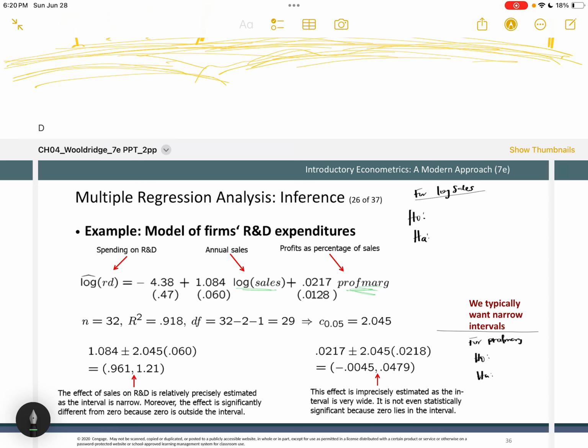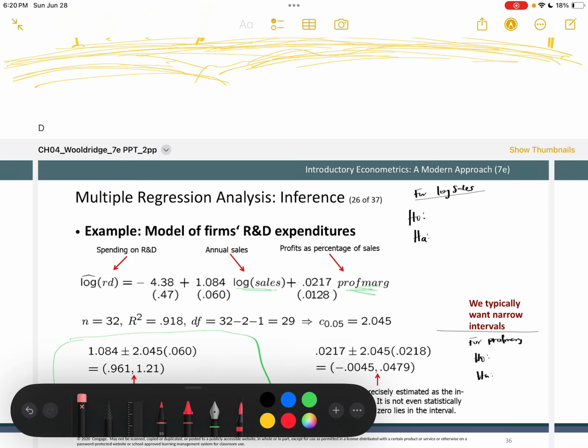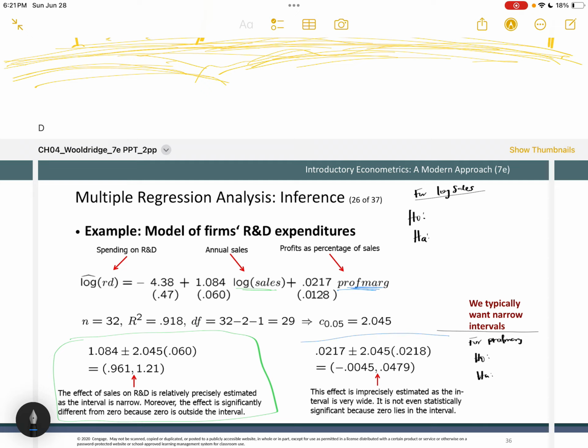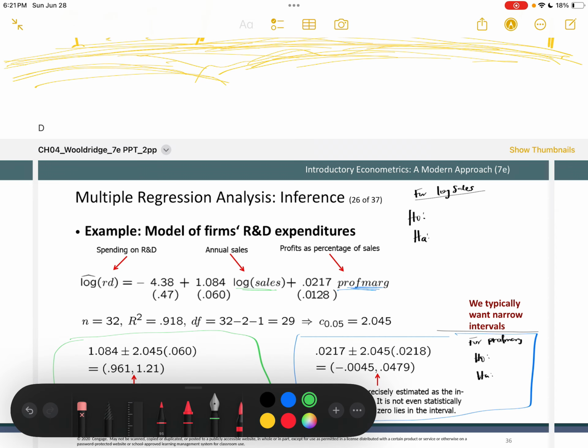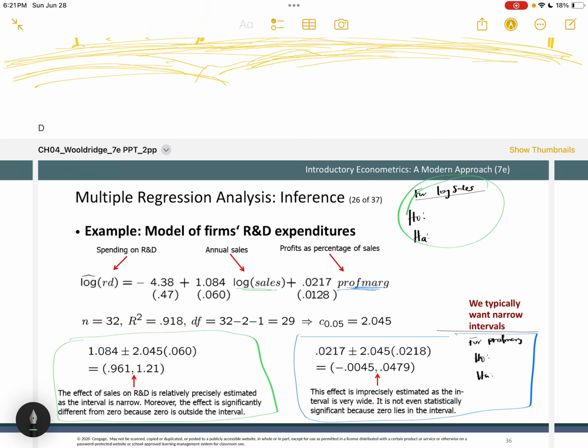So here's an example. Two examples actually. One for log sales or annual sales, and the other one for profit as a percent of sales. Okay, so we have the one for the log sales on here. And the other one, how about I change the color? Let's make that blue, so it's easy to differentiate them. This is the blue one, and that is the green one. This belongs to the green one, so it's easy to follow.